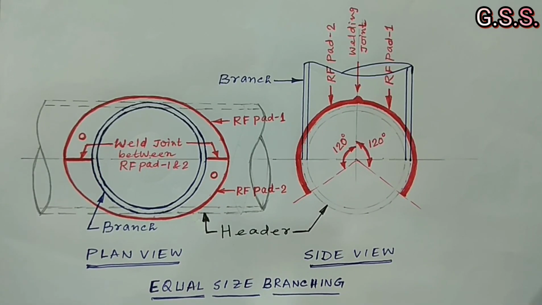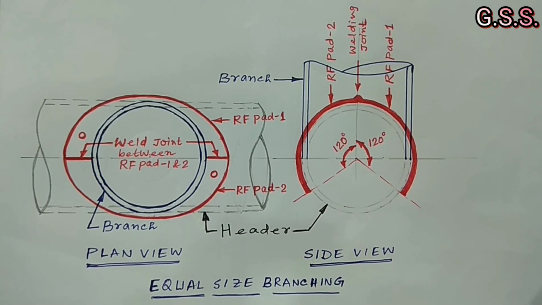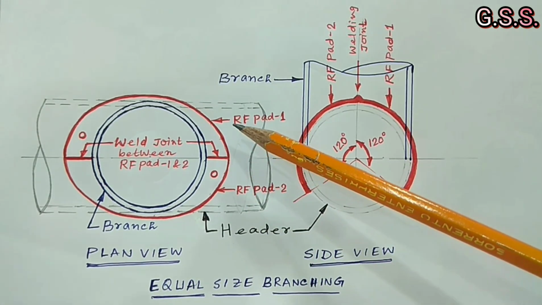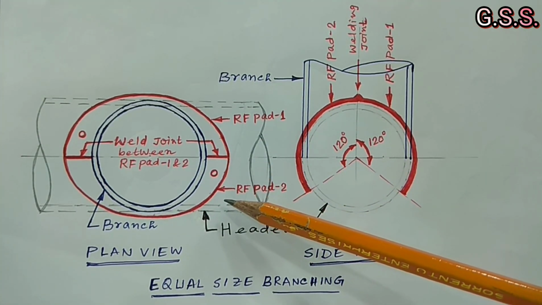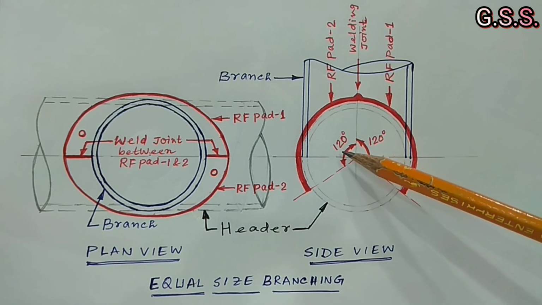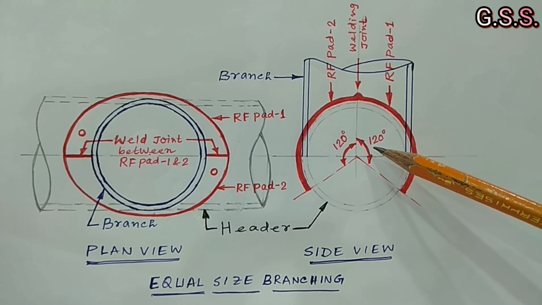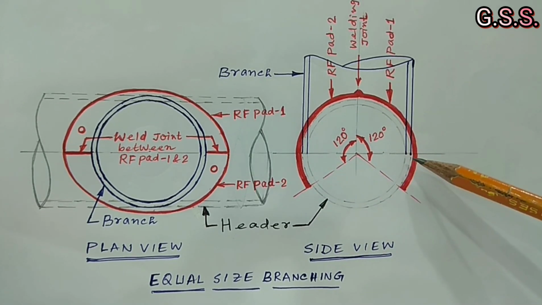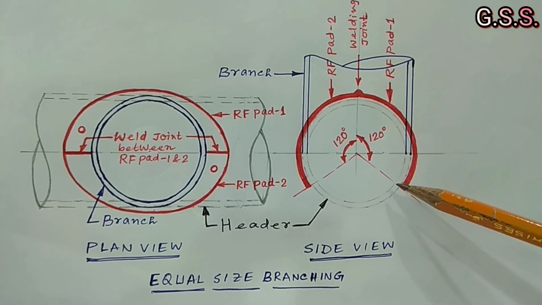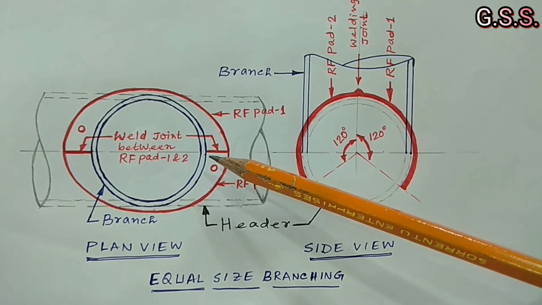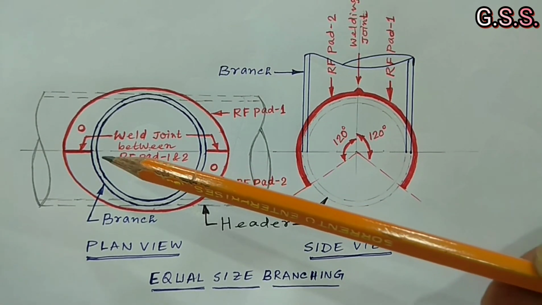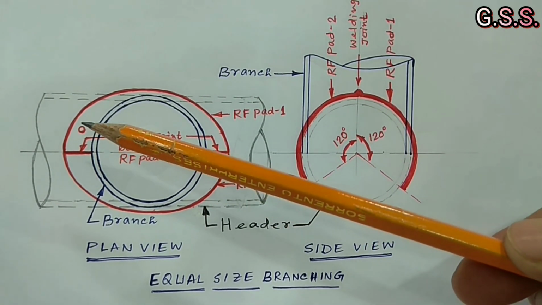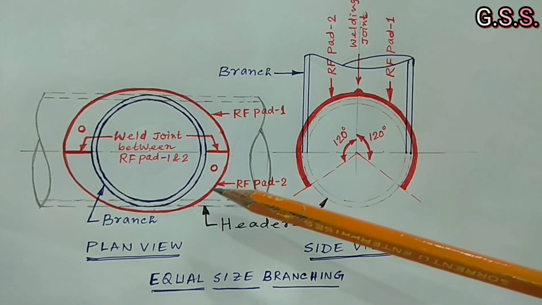We have to make the RF pad from header pipe in two parts, and each RF pad will cover 120 degrees. That means each RF pad will be 30 degrees beyond the header OD. After installation, these two RF pads shall be welded along the header axis. A weep hole should be provided on each RF pad.